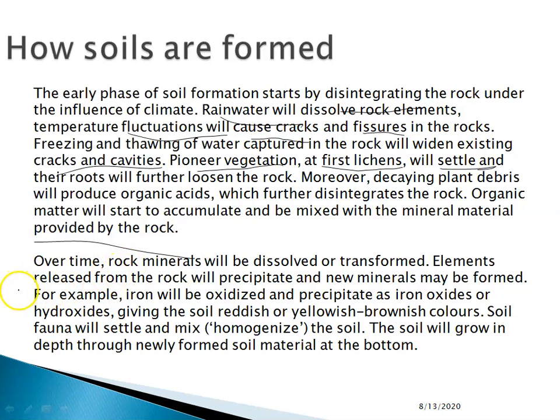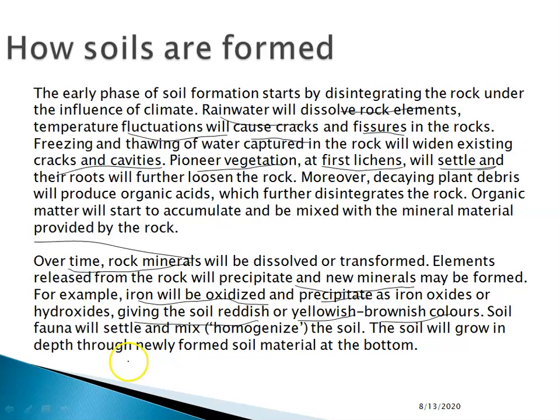Organic matter will start to accumulate and be mixed with the mineral material provided by the rock. So all the physical, mechanical and chemical weathering, that is, the mechanical weathering, which is also the physical weathering, and the chemical weathering, together influence the rock, and hence the soil is formed. Over time, rock minerals will be dissolved or transformed. Elements released from the rock will precipitate and new minerals may be formed. For example, iron will be oxidized, and precipitates as iron oxides or hydroxides, giving the soil reddish or yellowish brownish colors.